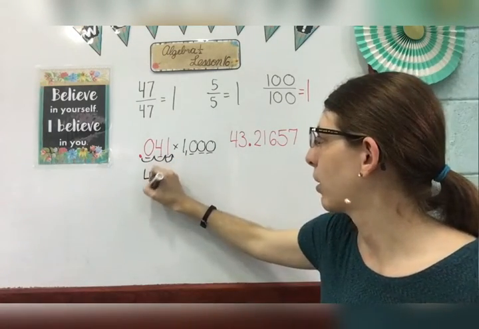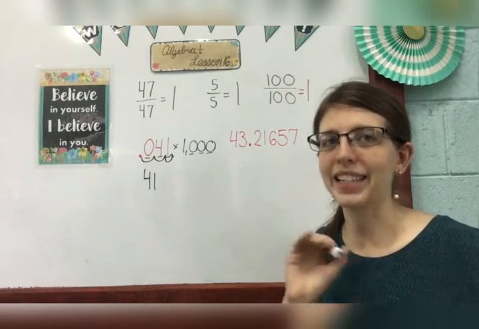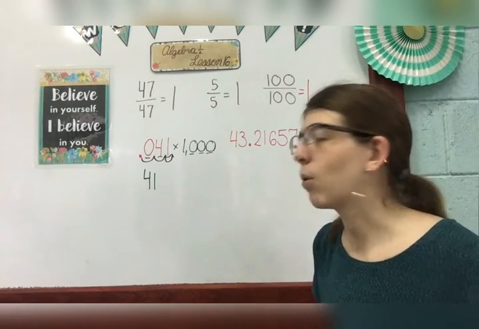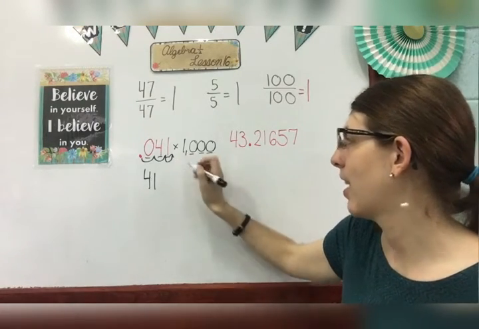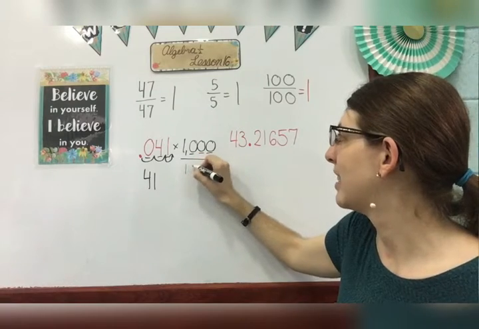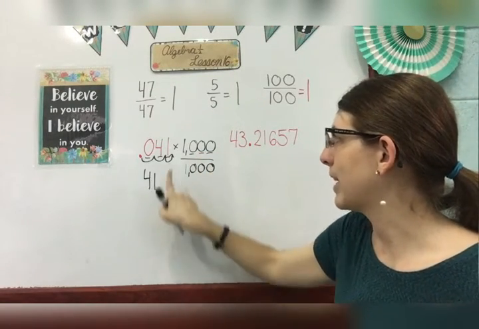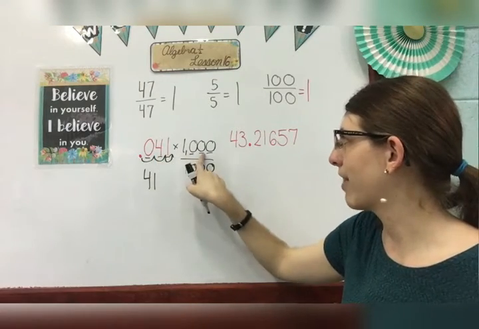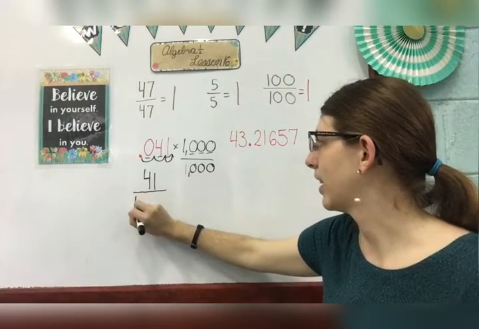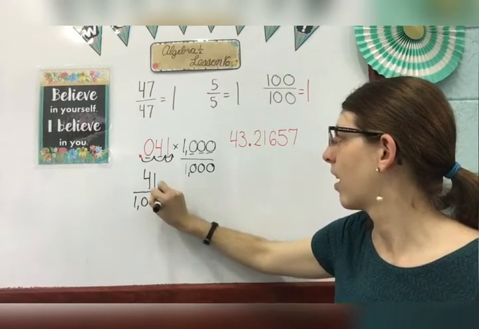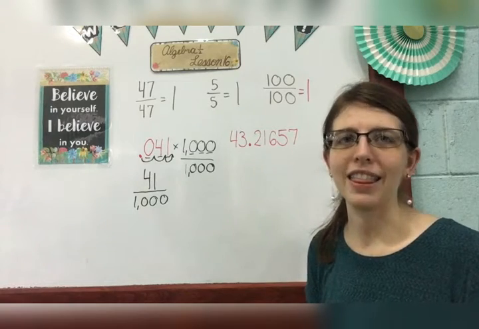And that makes my number 41. So now it's a whole number, not a decimal anymore. But in order not to change the value, I can't just multiply by 1,000. I have to also divide by 1,000. So that means I multiply my numerator by 1,000, gives me 41. Then I divide it by 1,000. So now I have a fraction, 41 over 1,000.